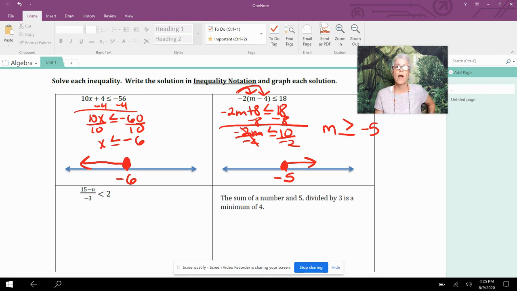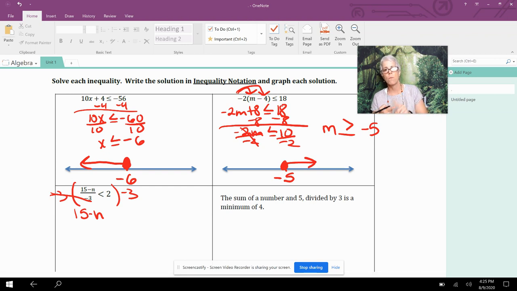The next one has a fraction, so I want to get rid of that fraction. I'm going to go ahead and clear it immediately. So I'm going to put parentheses around it, -3. I'm going to go ahead and write it on both sides. This cancels 15 minus n. By the way, I am multiplying by a negative. Note, I am multiplying by a negative.